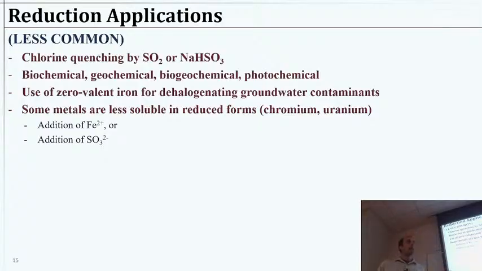Sometimes we might add, for example, zero-valent iron to help dehalogenate chemicals in the groundwater. So if we had some halogenated contaminant, you might have heard of things like TCE, trichloroethane, you often find these in leaky storage tanks for dry cleaning and things.